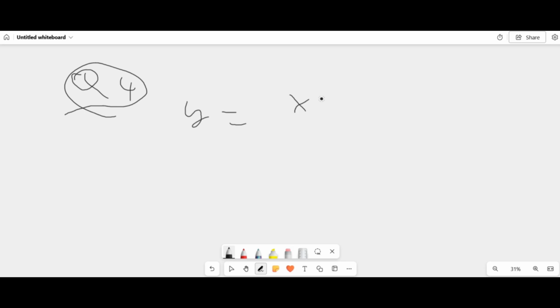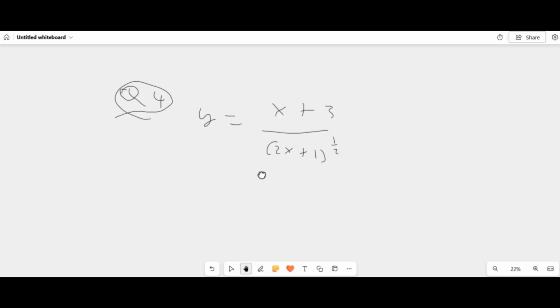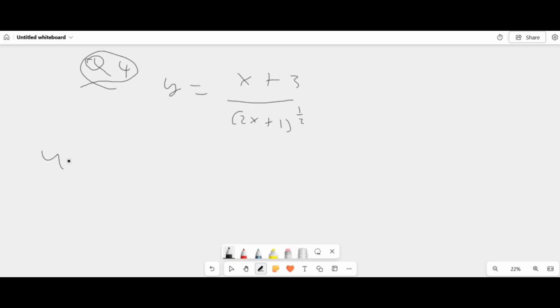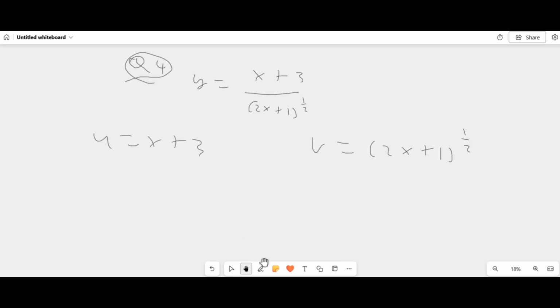y is equal to x plus 3 over 2x plus 1 to the half. So u is going to be equal to x plus 3 on the top. V is going to be equal to 2x plus 1 to the half on the bottom. du over dx is going to be 1, because that differentiated is 1. dv over dx is going to be that differentiated, which is just going to be bring the half down.